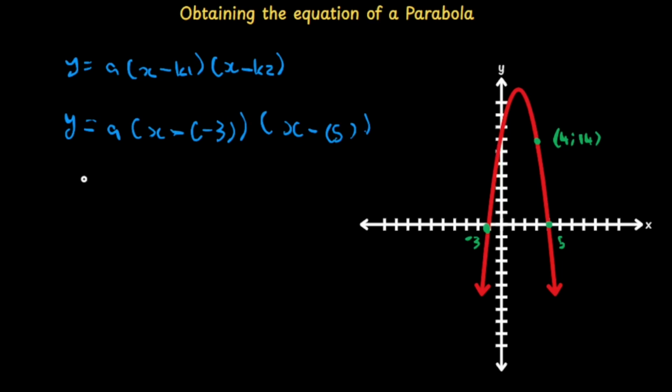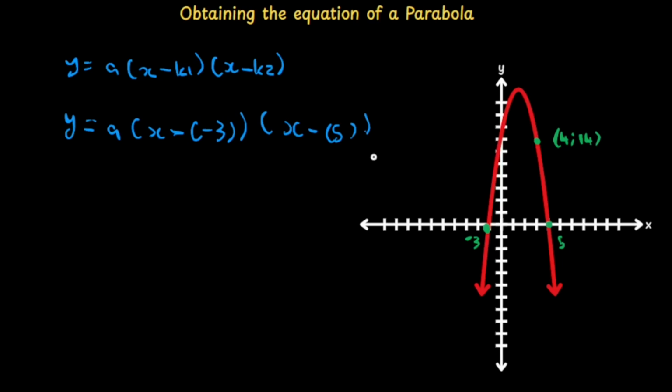Now, in order for me to obtain the only unknown that I need to find in this equation, which is the value of a, that given point on this function will come in handy. I can now substitute in the point x value of positive 4 and y value of positive 14 into this equation to obtain my a value, or to solve for a.